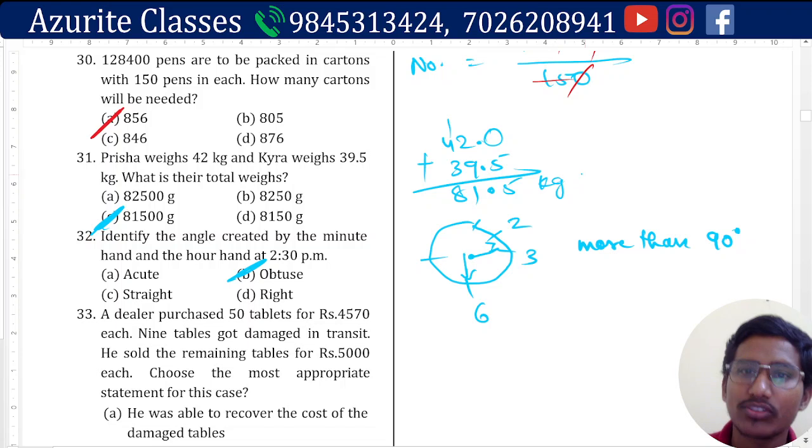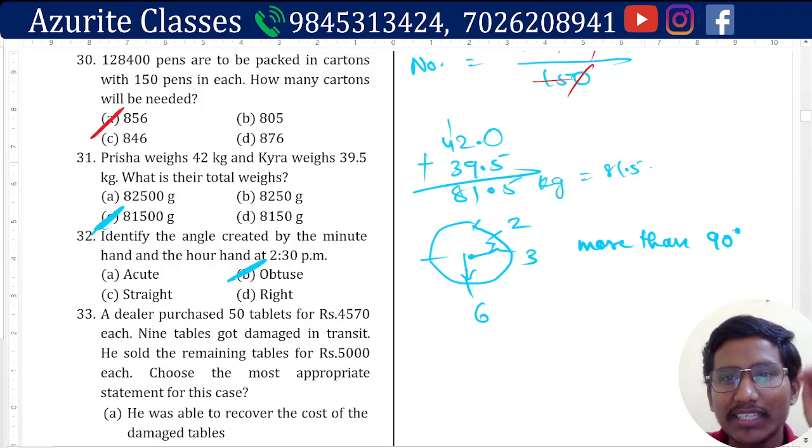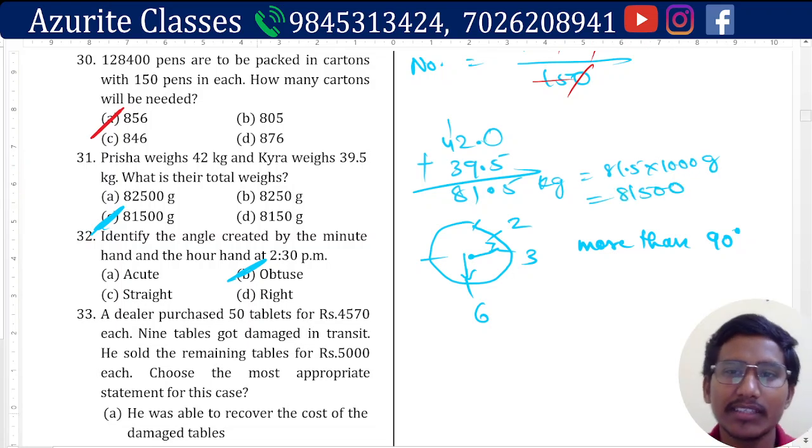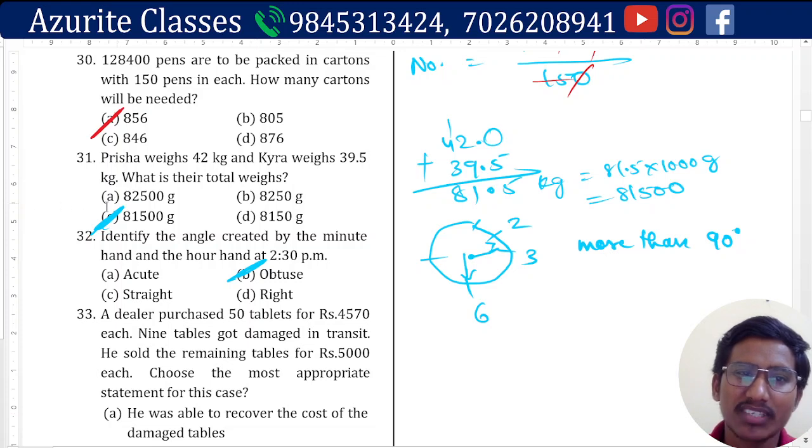This will be kg, so multiply with 1000. 81.5 into 1000 grams. If you multiply with 1000, that is 81,500 will be the answer, right? So that is the answer, option C here.